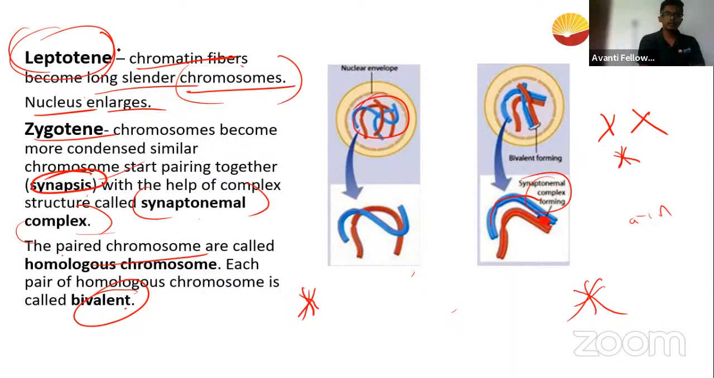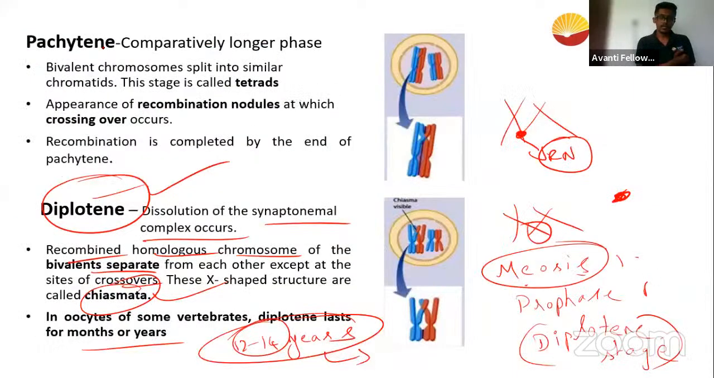Next comes pachytene. Once they are paired, the synapsis is converted into a tetrad condition, from overlapping to a sideways position. At the tetrad, the two non-sister chromatids start overlapping with each other. They start creating what? A recombinant nodule. Once they form the recombinant nodule, the overlapping happens, which is also called crossing over. The reason for crossing over is to complete the process called recombination. Recombination, crossing over, recombinant nodule, and tetrad all come under the pachytene stage.